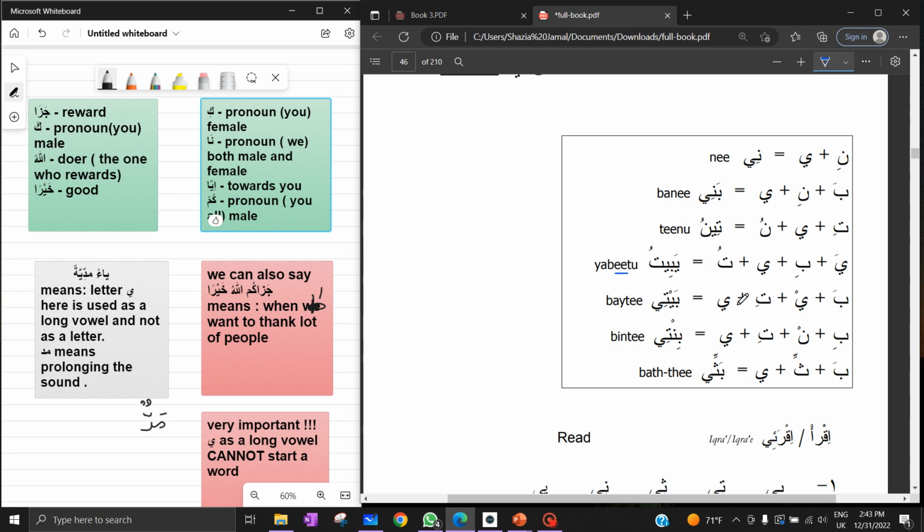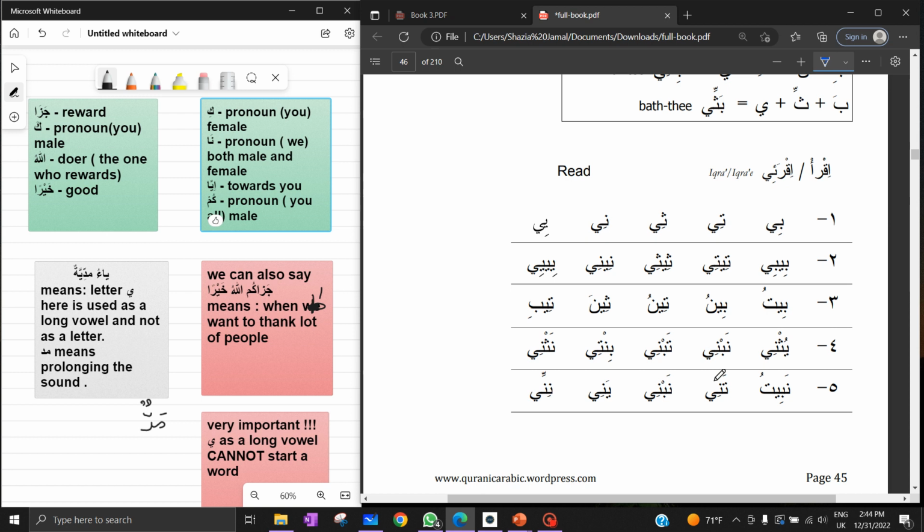Yes, baiti. And the last letter is ya. This is a long vowel. Baiti. You will prolong the sound of ya. Baiti. Binti. It's the same way. Binti. Bathi. Bathi.